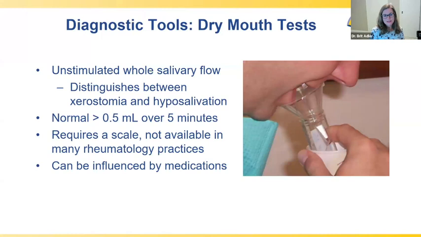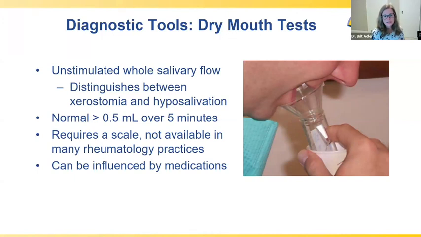And then the other test that's used to assess salivary production is called the unstimulated whole salivary flow. And this is about as simple of a test as you can possibly have. Basically, patients drool into a cup for 5 minutes, and we measure how much saliva is produced over 5 minutes. And a person without dry mouth makes over 0.5 mLs of saliva over 5 minutes. And if it's less than that, then you're considered to have less salivation than you should.